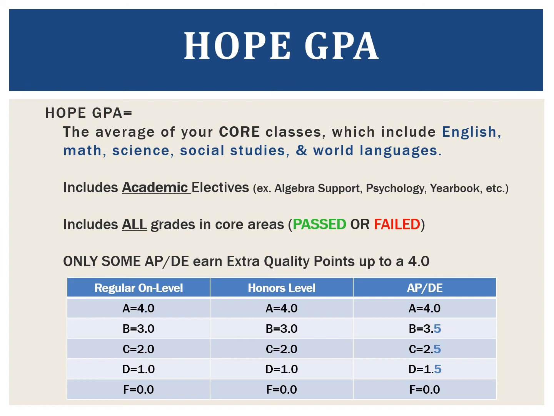So just remember that no weight goes into honors level classes for the Hope calculation, and only a half extra point is included in any AP or dual enrollment classes taken in core areas, and it caps at a 4.0.